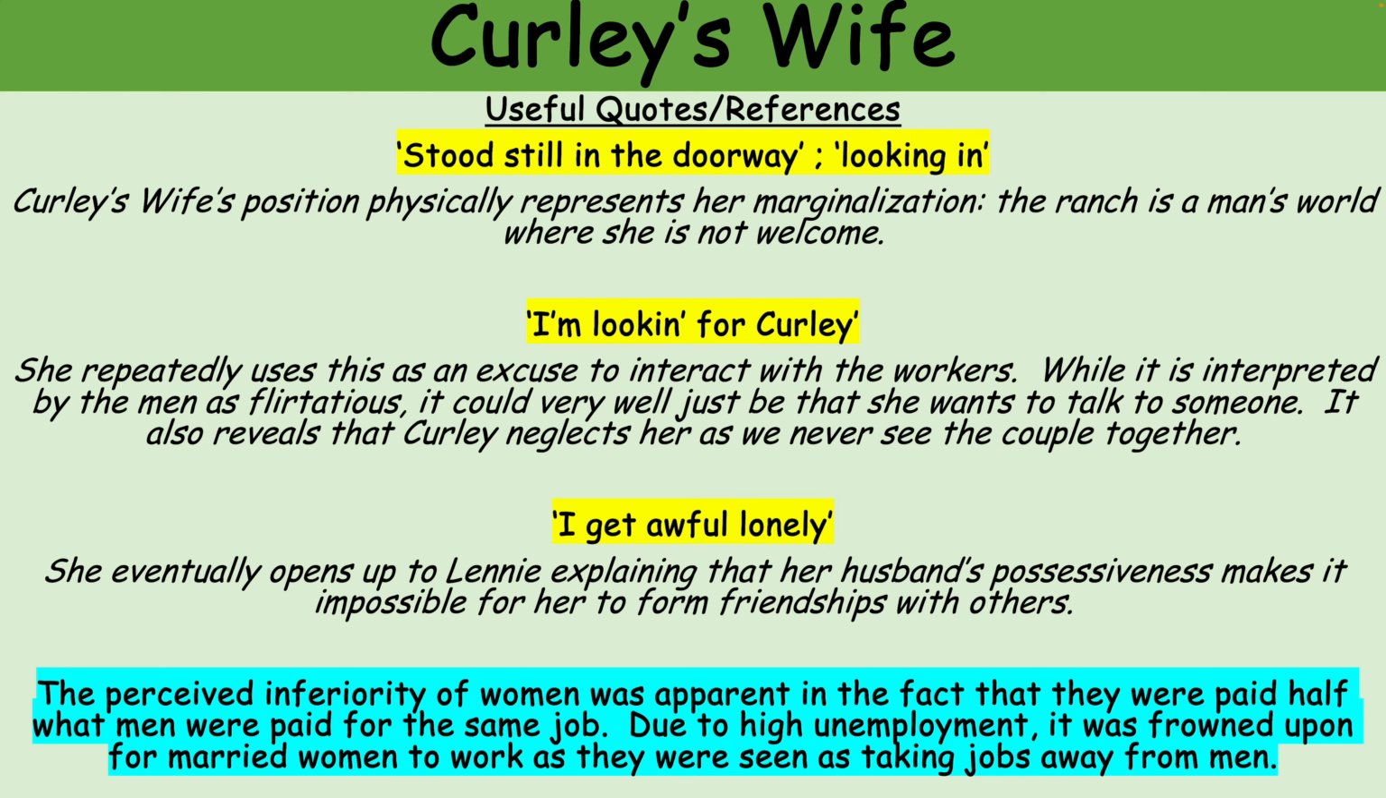She certainly makes excuses by saying she's looking for Curly. I don't think she's looking for Curly. She doesn't like him. She tells Lennie that at the end of the novella. But it does also reveal that she's neglected by her husband. We never see the couple together. So that's a lonely relationship again. Lonely together, right? They're married. They're supposed to be together, but they're not really.